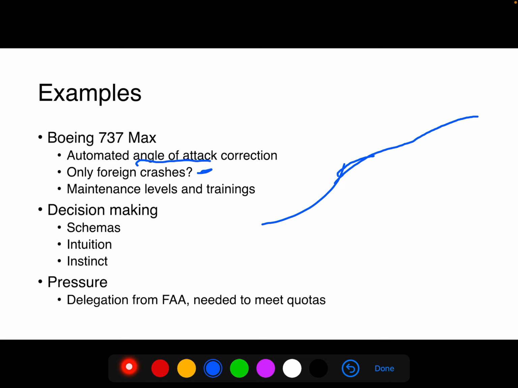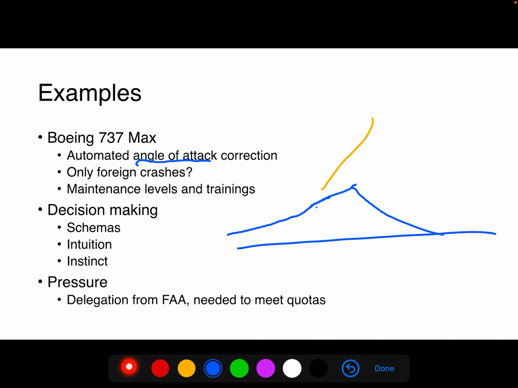And this angle of attack automation was based off of sensor data, and for the planes that crashed, the sensor was incorrect. So as these planes were trying to go up, it was thinking it was an extreme, it was thinking it was like this, when in reality, it was like this. And what it did is it forced the nose down, and, this is our ground, forced the plane to crash.